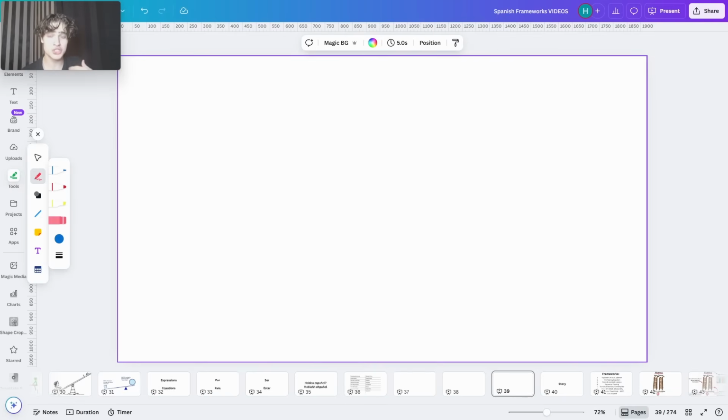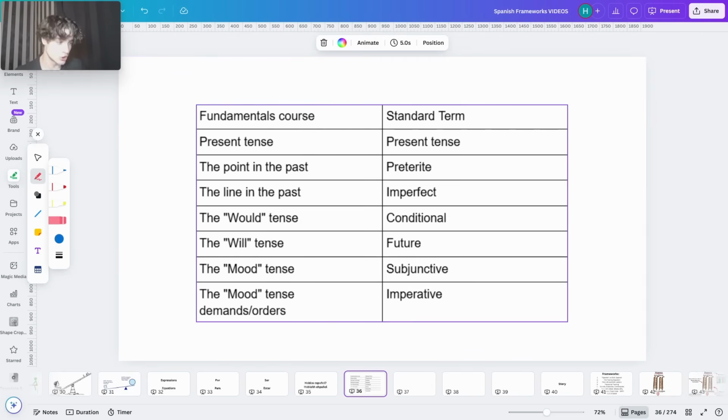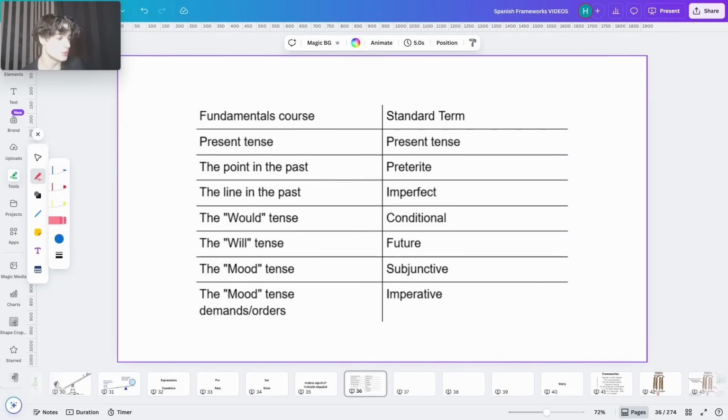So the way I personally teach Spanish in my Spanish program, so you know that I practice what I preach, and also the way that I learned Spanish myself, was through expressing the tenses in a way that I could understand, okay? This table comes directly from my fundamentals course, where I show you the exact meaning of each tense, okay? Let's go through every single tense in Spanish.